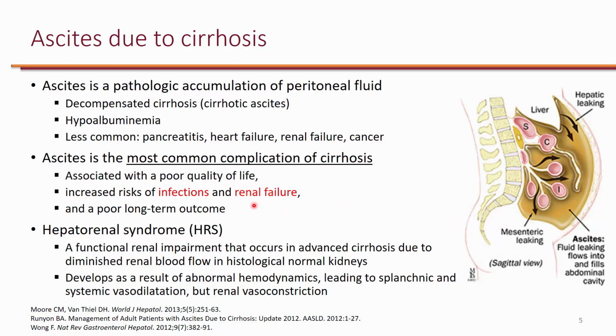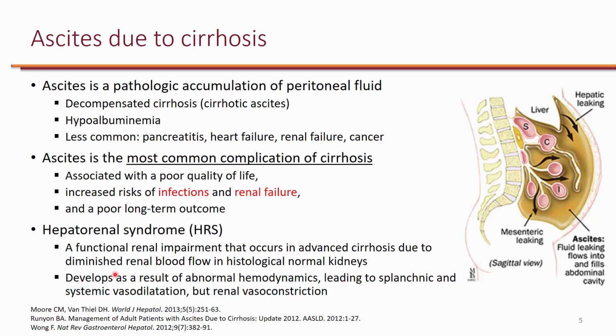In fact, there is something referred to as hepatorenal syndrome. This is basically a functional renal impairment that occurs in advanced cirrhosis. It happens because, when patients have ascites and all these fluids are coming out of vasculature, there isn't enough volume left in circulation. As a result, you start to have low perfusion to the kidneys.